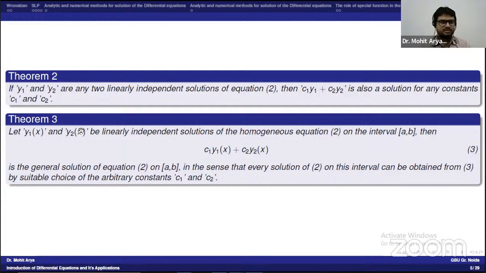The third theorem says that if y1(x) and y2(x) are linearly independent solutions of the homogeneous equation 2 on the interval (a, b), then c1 y1(x) + c2 y2(x) is the general solution of equation 2 on the interval (a, b), in the sense that every solution of 2 in this interval can be obtained from 3 by a suitable choice of the arbitrary constants c1 and c2. Meaning if we put different values of c1 and c2, we will get different solutions. The solution basically depends on the arbitrarily chosen values of c1 and c2.